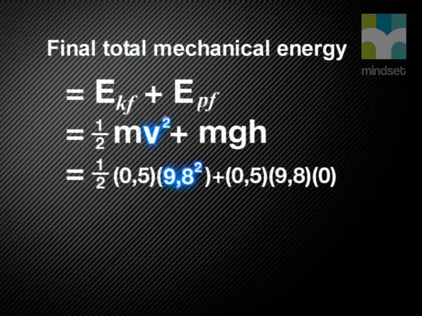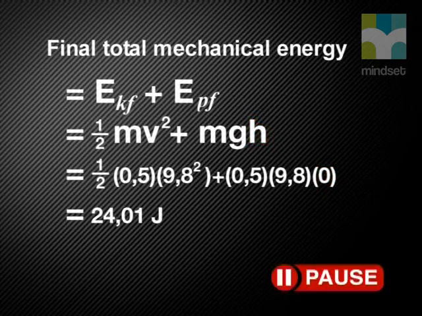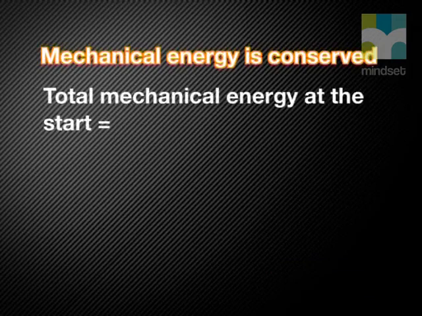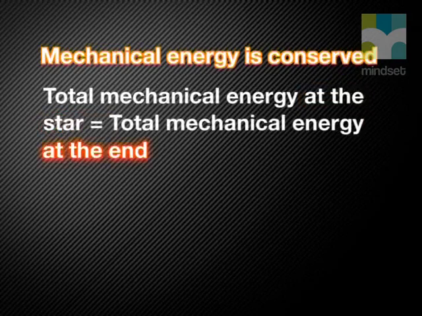Next, we calculate the final total mechanical energy of the ball. Here, the velocity of the ball is 9.8 meters per second, and the height above the ground is 0 meters. And the answer is also 24.01 joule. What conclusion can you make from these calculations? Yes, we can say that mechanical energy is conserved because the mechanical energy at the start is equal to the mechanical energy at the end.